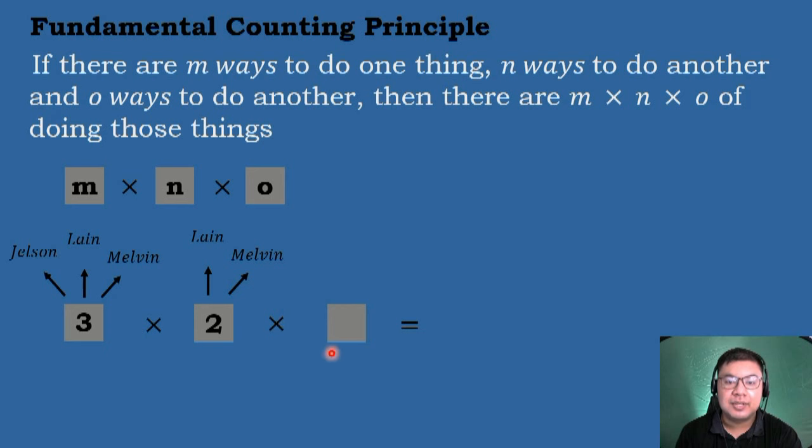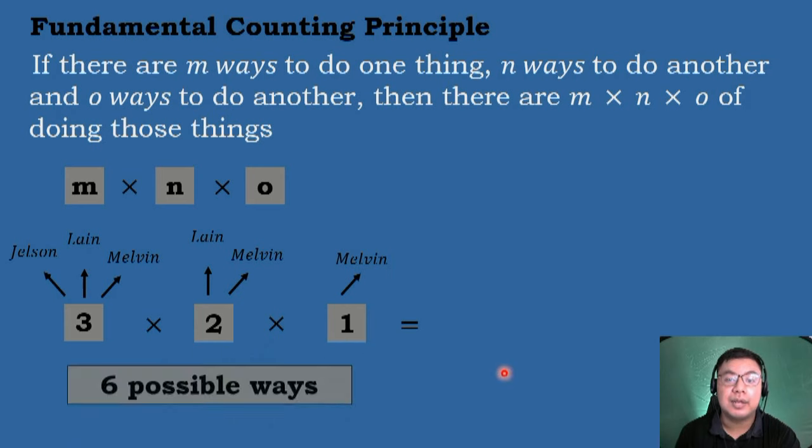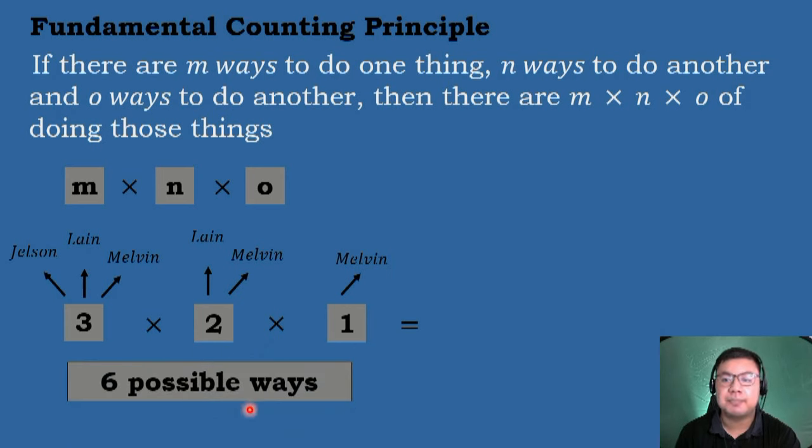Then, the third chair. If Lain sits on the second chair, then on the third chair only Melvin can sit. So we have 1 possible way the event can occur. We will multiply these 3 numbers. 3 times 2 times 1 is equal to 6 possible ways. So there are 6 possible ways the event can occur.